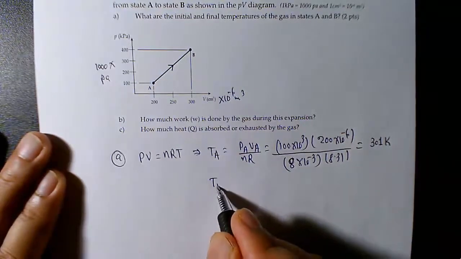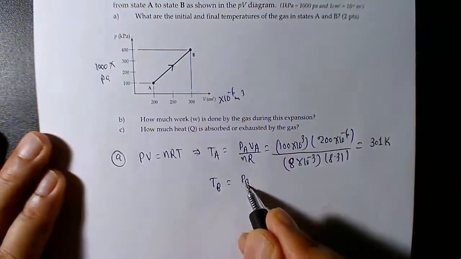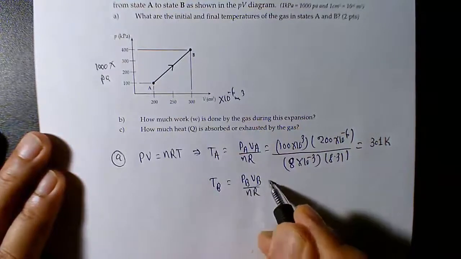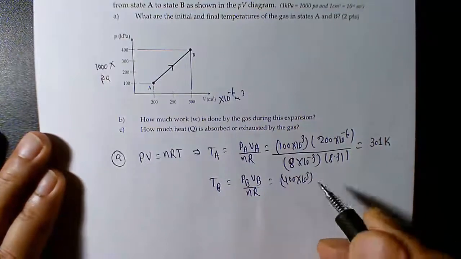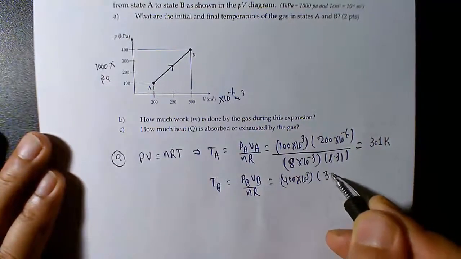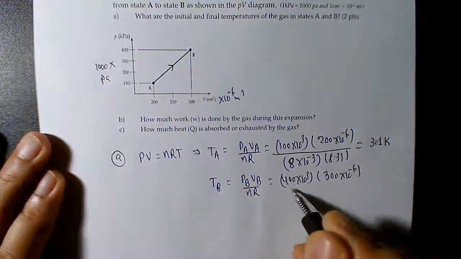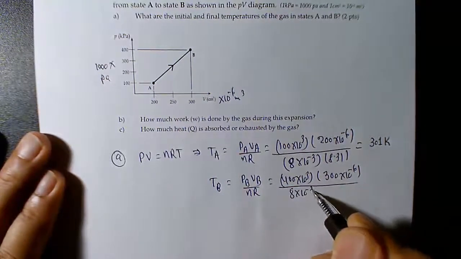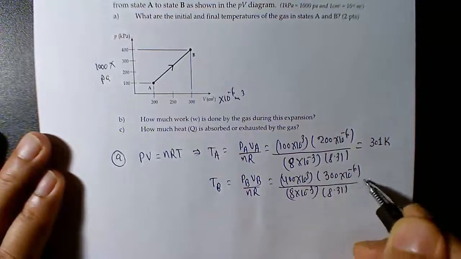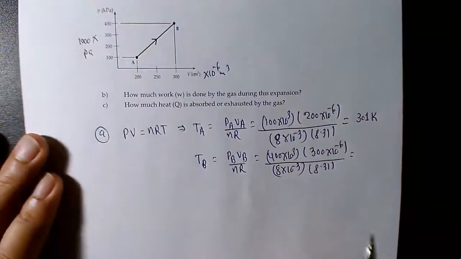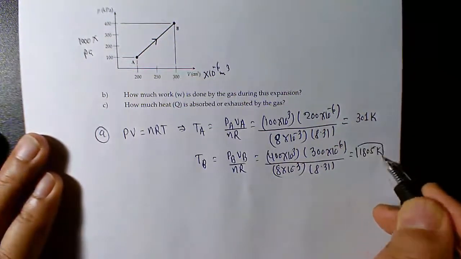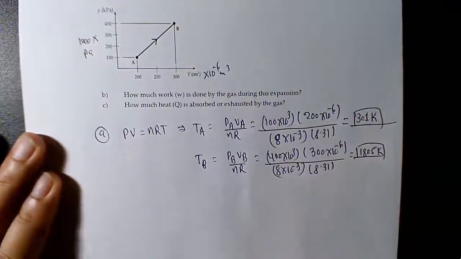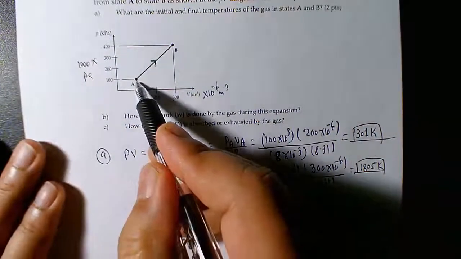And similarly, temperature at B is pressure at B times volume at B divided by nR, which is the same. Pressure at B is 400 kilopascal. Volume is 300 centimeter cubed, times 10 to the power -6, divided by the same n and R. If you do this calculation, the temperature is going to be 1805. Double check that. Okay, this is the first answer. So this is the temperature of the given gas at states A and B.